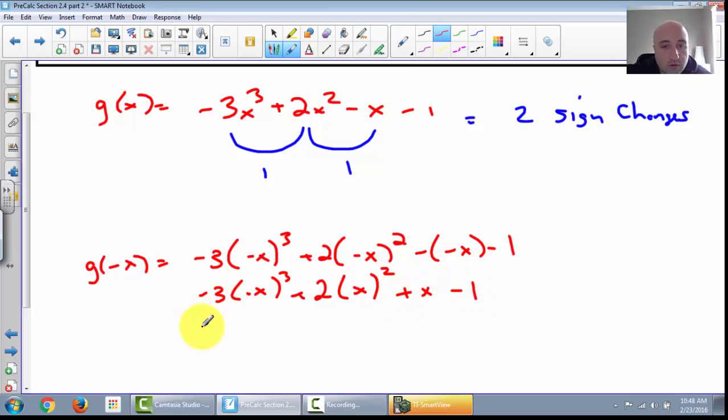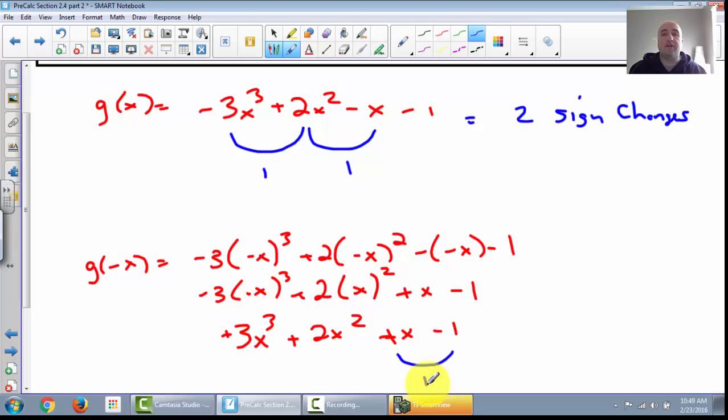All right, so let's see what we get here. We have a negative times a negative, so that's positive 3x cubed. We have a positive times a positive, it's positive 2x squared plus x minus 1. So where are our sign changes located? It goes from positive to positive, no sign change. Positive, positive, no sign change. But here we have a positive to a negative. So for g of negative x, we have 1 sign change. Let's see what this is going to tell us.